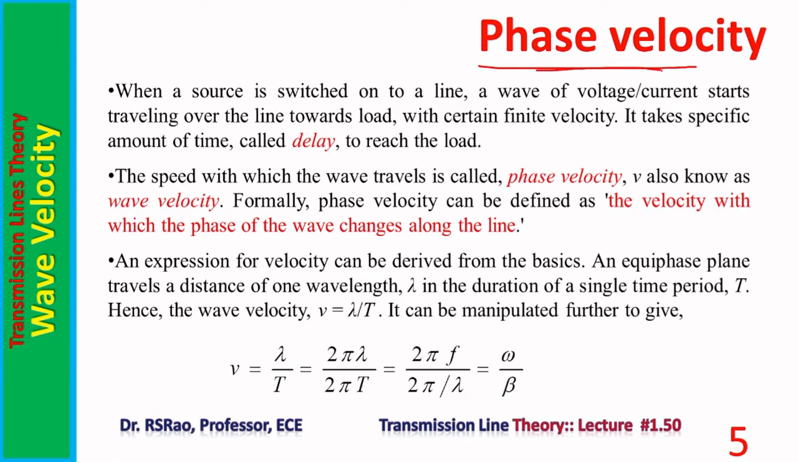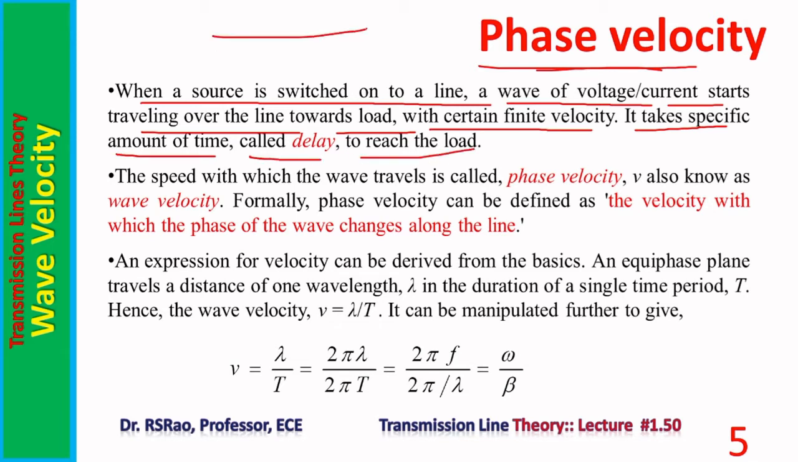Now phase velocity. It is an important aspect. Actually, the title of this particular session is phase velocity or wave velocity. When a source is switched on to a line, a wave of voltage or current starts traveling over the line towards the load with a certain finite velocity. It takes a specific amount of time, called delay, to reach the load. This is the line. If you switch on the source here, a wave starts traveling towards the load. It takes some time to reach the load. That time is called delay.